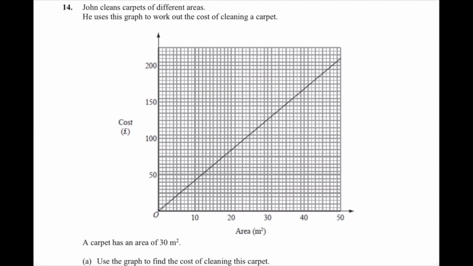Okay, question 14 is a conversion graph. So this graph links the cost to the area using this line here. We're being asked to use the graph to find the cost of cleaning a carpet that is 30 meters squared. So all we're going to do is find where 30 is, go up, hit the line, and then we come across to work out the cost.